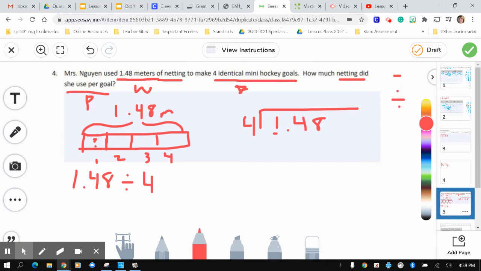First direction is to divide. So I'm going to take 1 divided by 4. I'm going to write that over here. First step is 1 divided by 4. Well, if I had 1 pencil and I tried to divide it between 4 people, I wouldn't be able to give anybody a whole pencil. So the answer is 0.